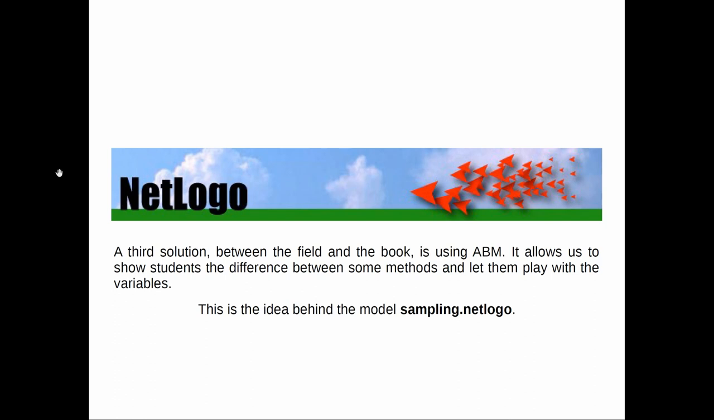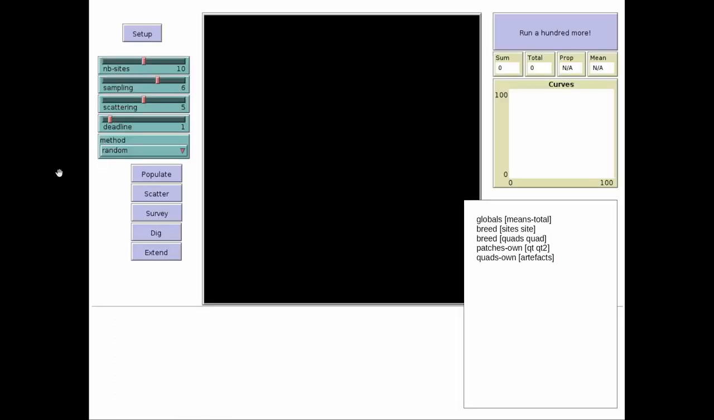So the solution offered by agent-based modeling is really to show them visually how our sampling strategies are impacting and giving results. So I will show you the model, and here we have different parts of the code. You might see that I've been using two different breeds, the sites and the quads, and also the patches. Every patch in the world has its own characteristics.